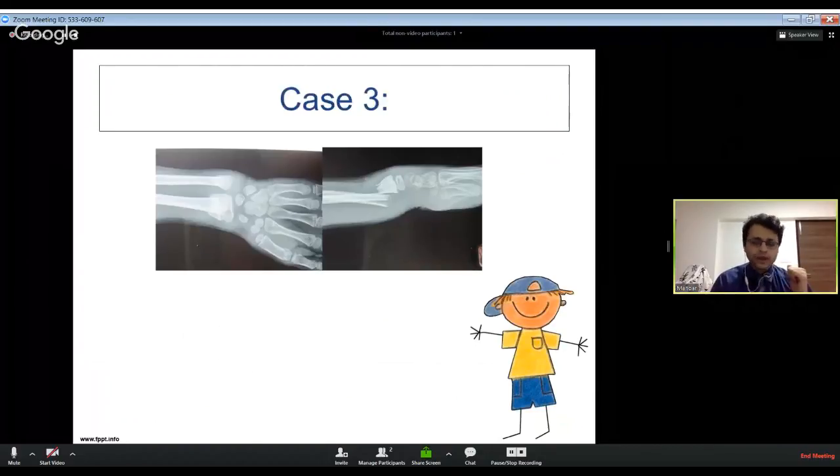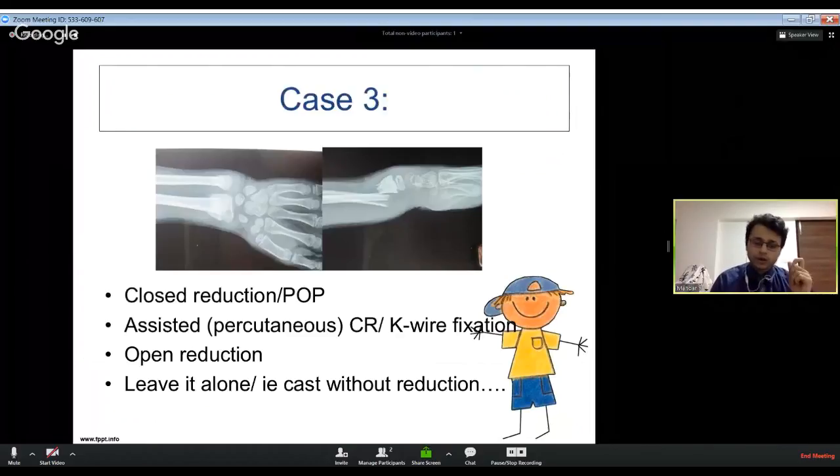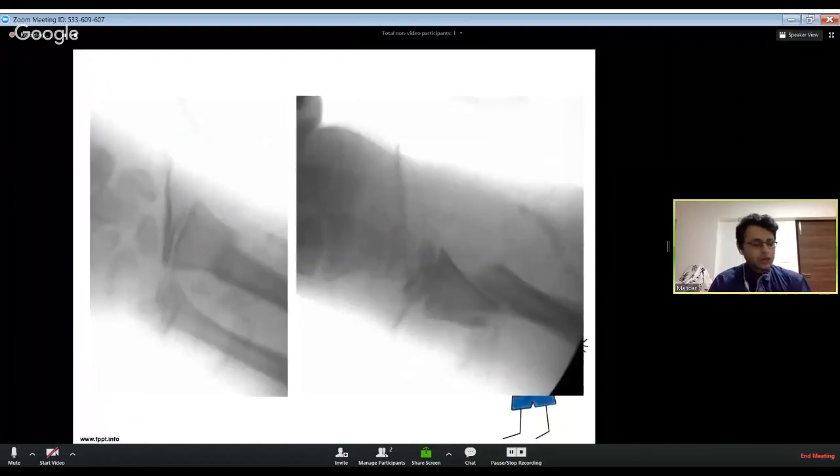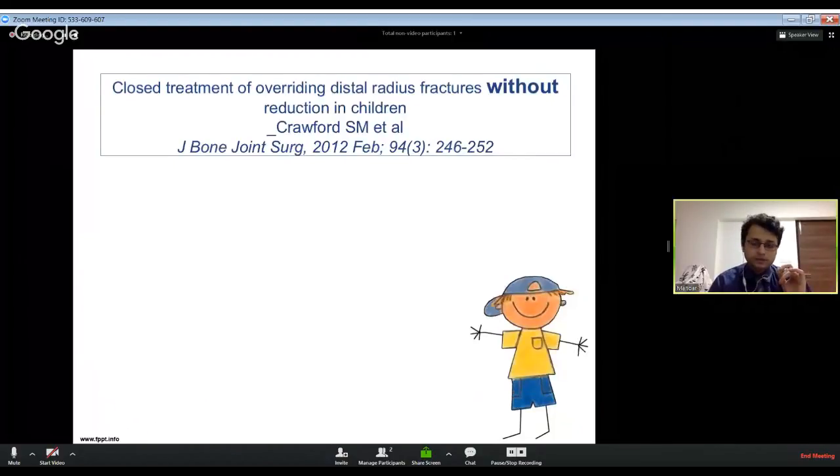What are the options which we have? Can we do a closed reduction and a plaster? Can we do assisted or percutaneous closed reduction and pin fixation? Should we do an open reduction? And most importantly, can we leave it alone, or can we just give a plaster without reduction? Now, the most important thing to ask is, can this fracture be left alone? Can we just keep the fracture as is, not reduce it, and give a plaster?